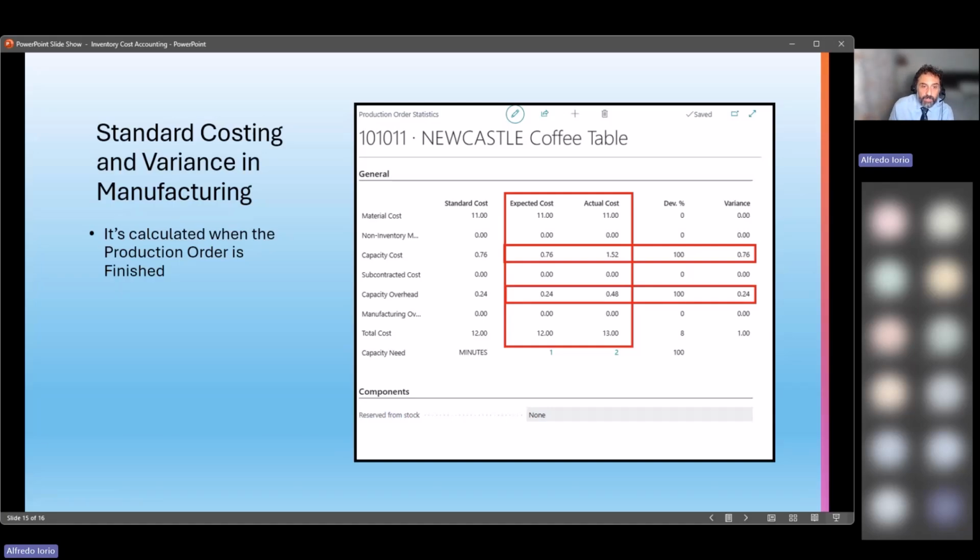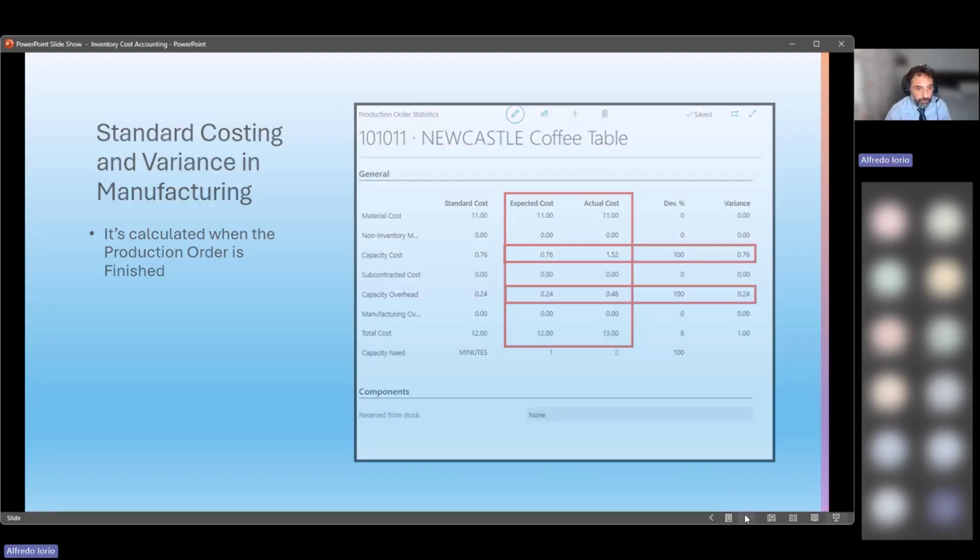So Business Central shows the variance on production orders that are still not finished, but you will not get the variance in your books in the general ledger until the order is finished. So something to keep in mind if you're building reports and you want to see the variance on production orders that are still not finished, right? Things get a bit more complicated, but again, more on that in another session.